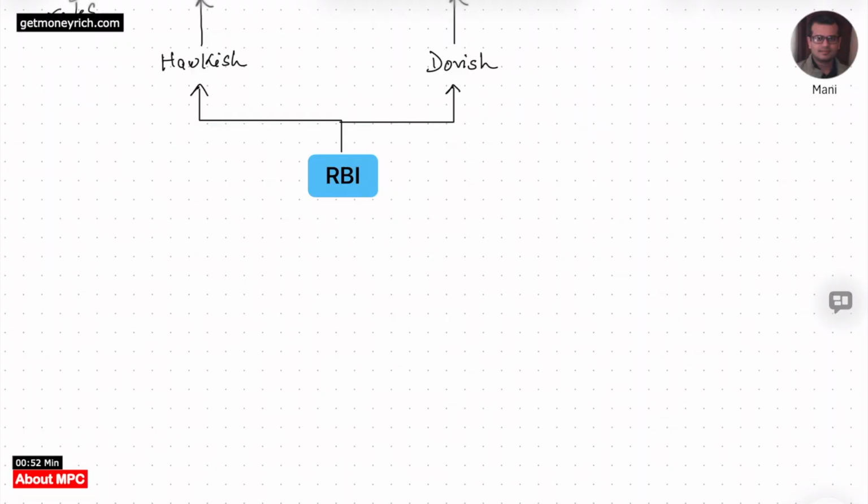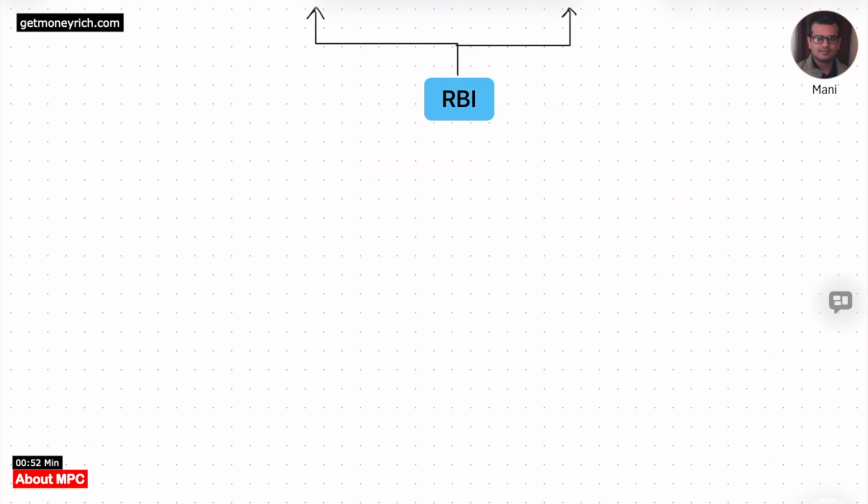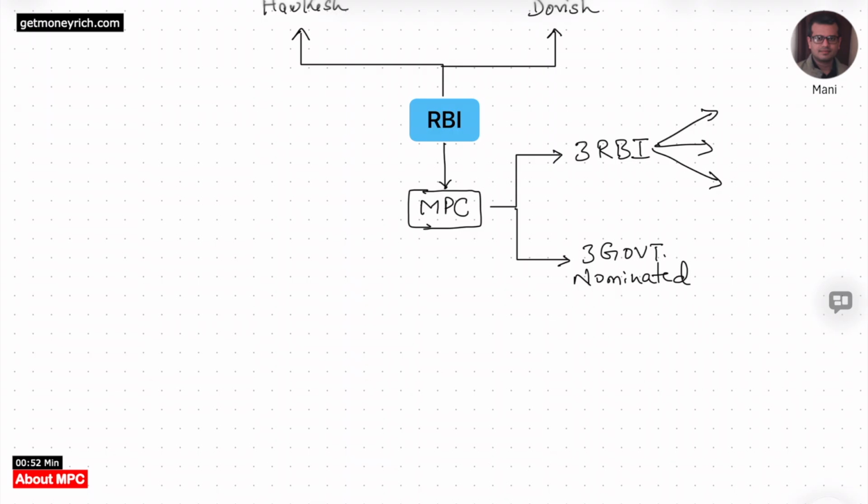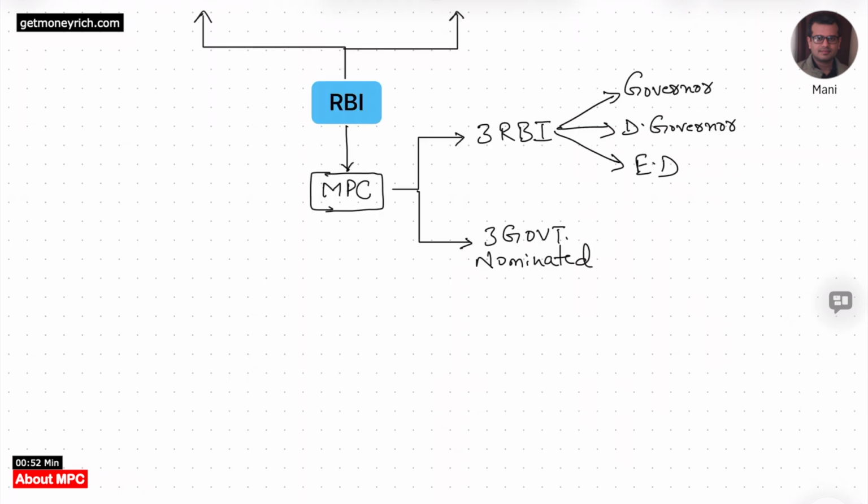So now we are ready to talk about what happened in this June 2026 Monetary Policy Committee meeting. The decision on the repo rate is taken by RBI's Monetary Policy Committee, and this committee consists of 6 members. 3 are from the RBI and 3 are government nominated representatives. From the RBI side, there is the Governor of the RBI, the Deputy Governor of the RBI, and the Executive Director of the RBI. And the 3 government nominated representatives are basically economists or heads of renowned, respected institutions of the country.